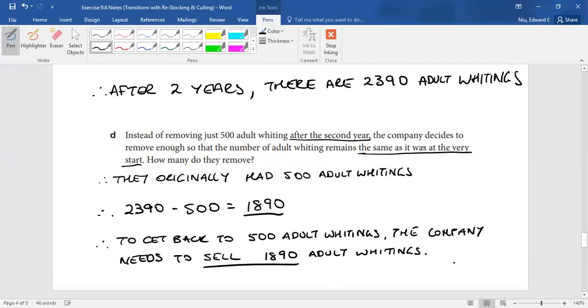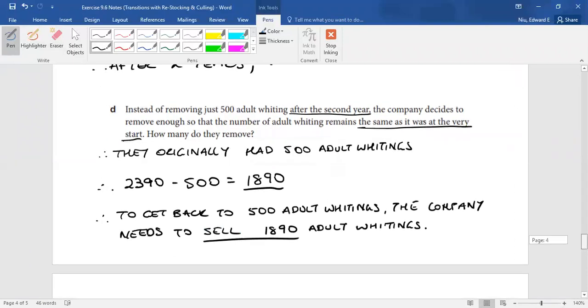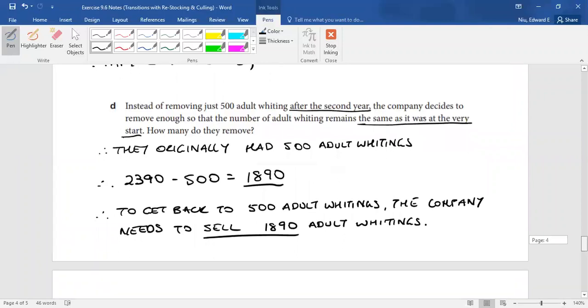All right. I mean, I guess I could kill off that many whitings, but that's bad business, so that's why we're saying sell.